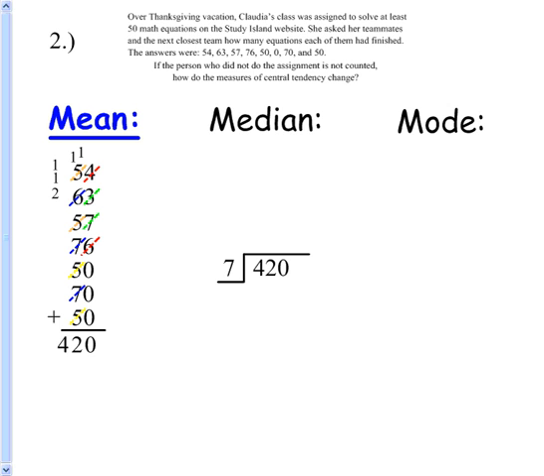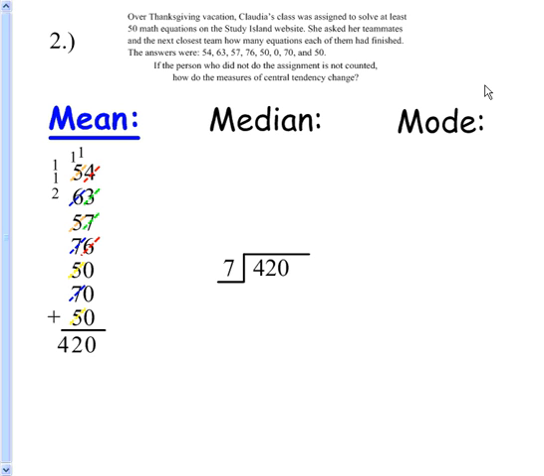So we had 8 different people in class who were included over here. One person had a 0 because they didn't do the assignment. Now, if we take that person away, how does each one of the measures of central tendency change? Mean, median, and mode. That's what we're looking for here.